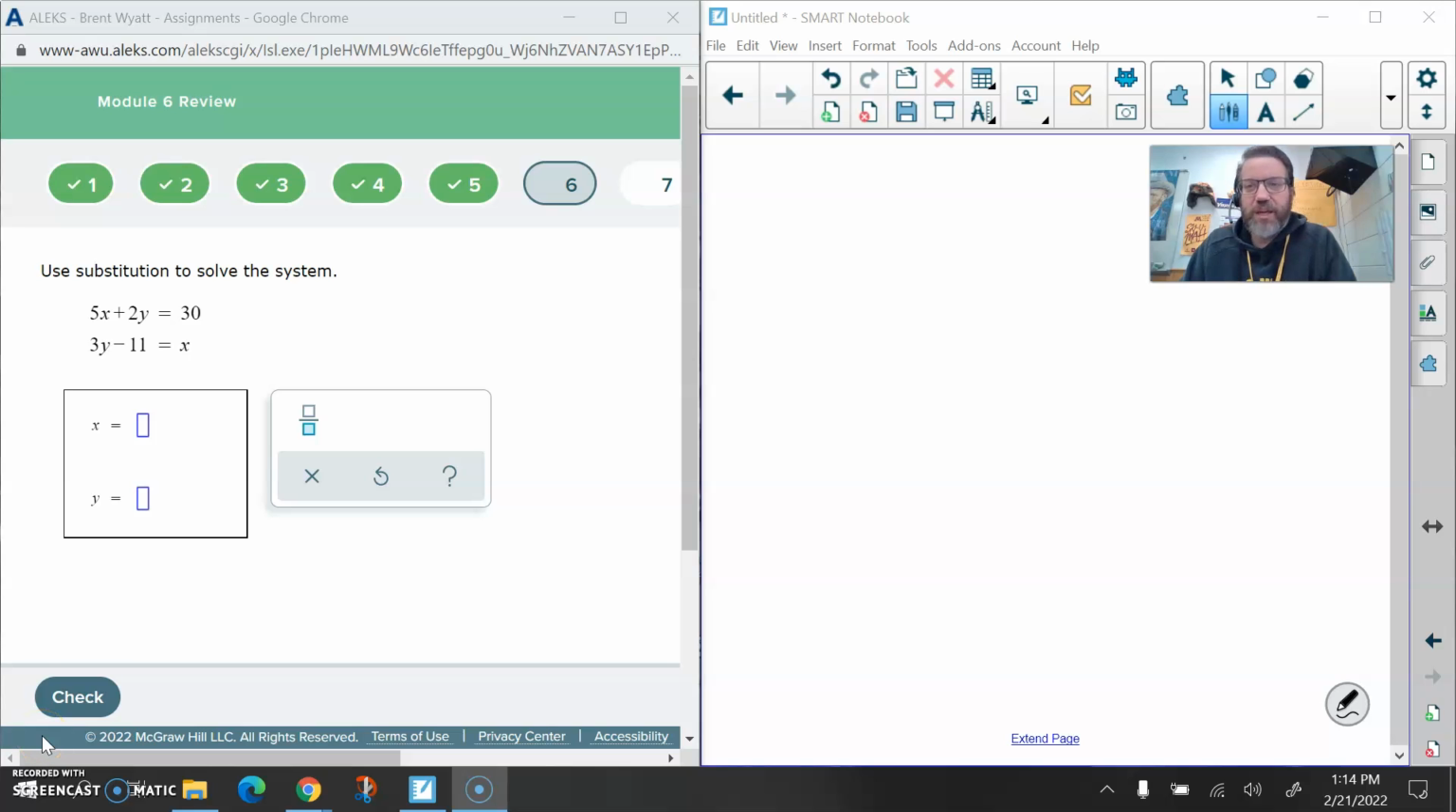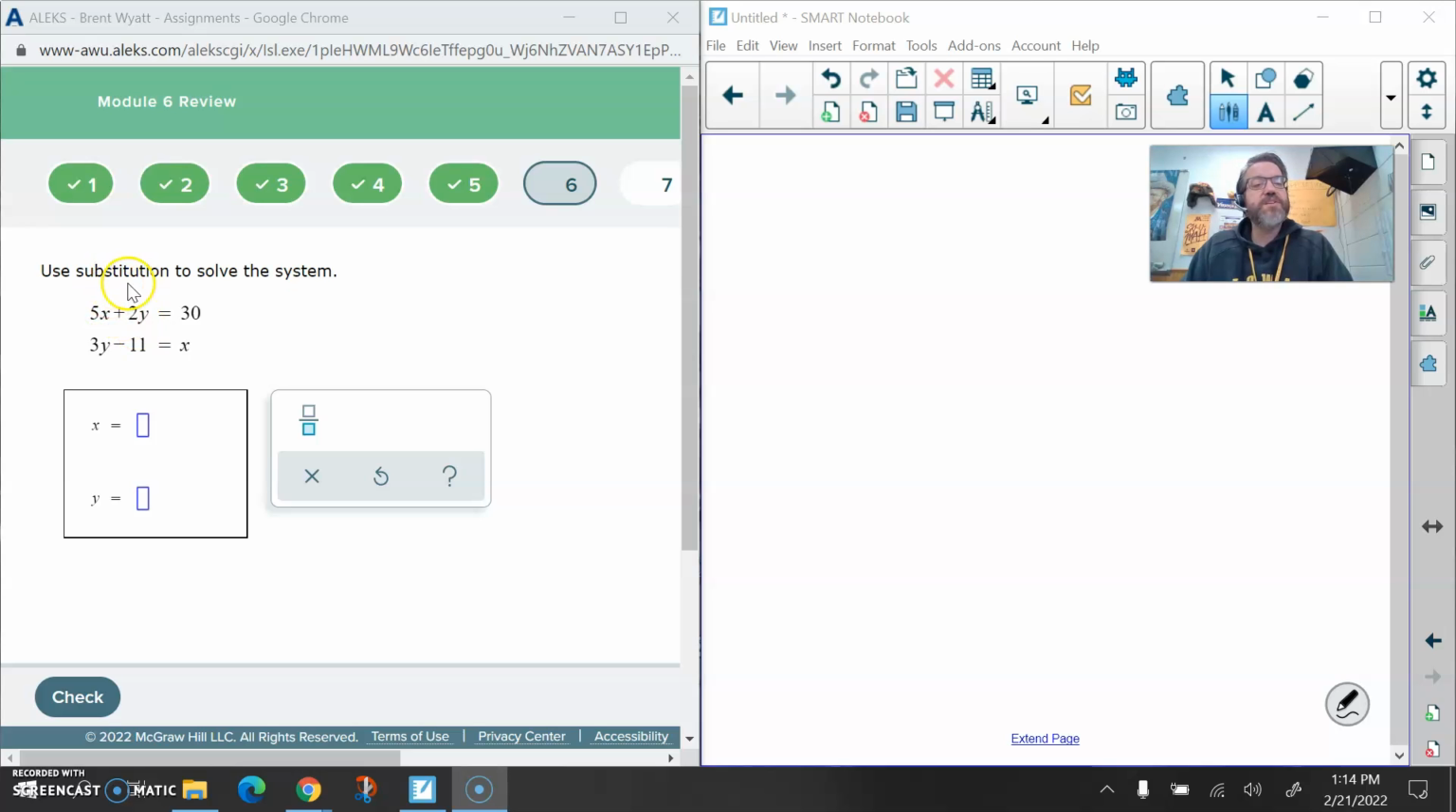Hi, everybody. We're going to look at numbers 6 through 10 now from this ALEKS review for topic 6. Here we have number 6. And again, the problems that you see in ALEKS are likely going to be different from the ones that pop up for me during this review, but they should be very similar in terms of how you solve them.